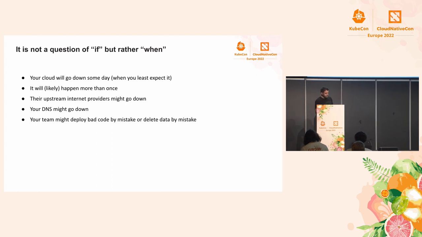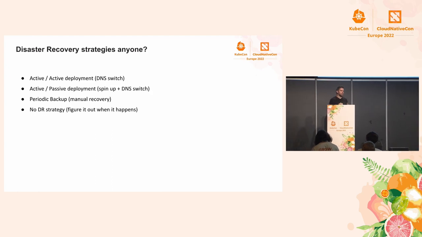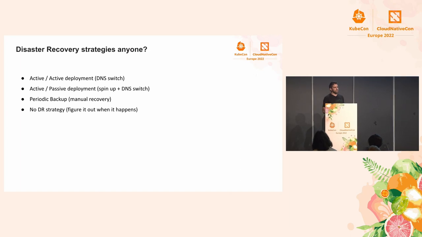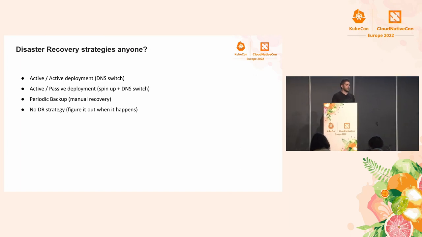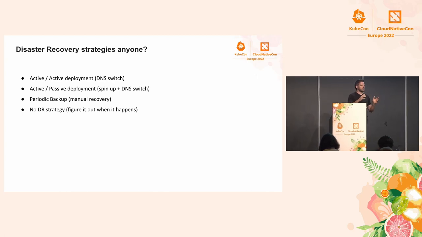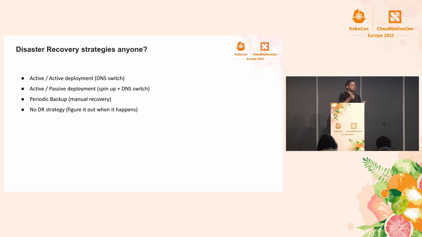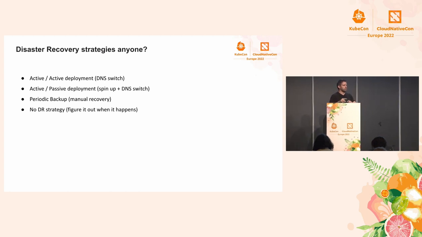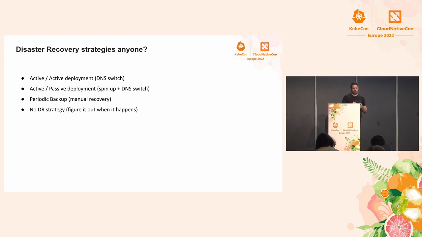So many of us usually deal with these things with disaster recovery. And the vast majority of people fall in one of these four categories. When it comes to disaster recovery, you either have some form of active-active deployment, which means if your primary server goes down, you flip the switch in your DNS and your requests go to the second one, which is active. If you're in this category, probably you're one of the lucky guys.